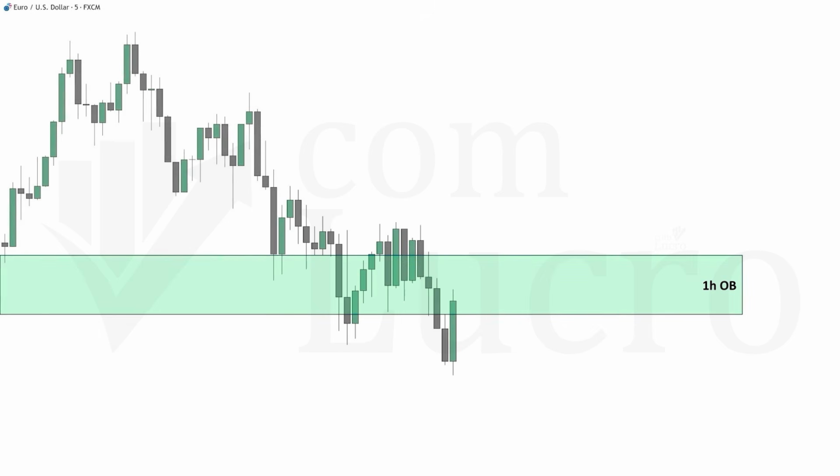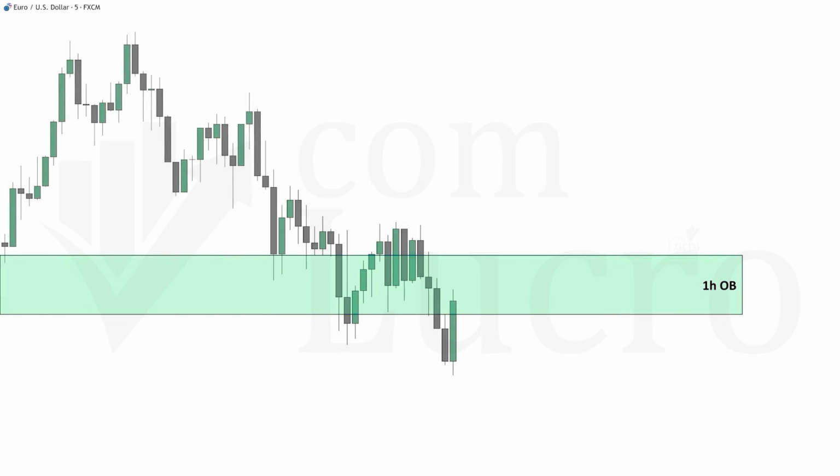Let's play the price forward. Here, we can see that price actually broke below the order block without showing a clear change of character. Although there was a brief reaction to the zone, it failed to confirm the reversal we were looking for, meaning there's no valid trade setup at this point.